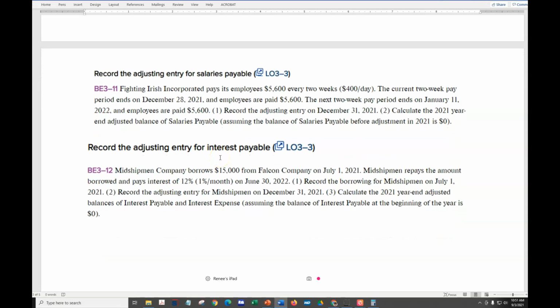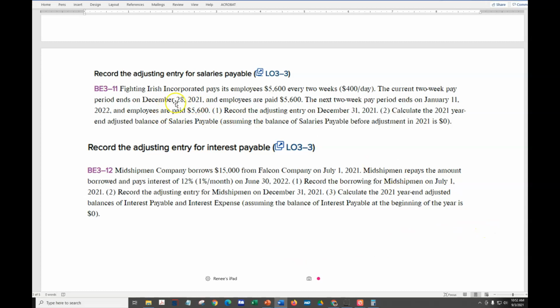So, Fighting Irish Incorporated pays its employees $5,600 every 2 weeks, or $400 a day. The current 2-week pay period ends on December 28th, and employees are paid $5,600. The next 2-week pay period ends on January 11th in the following year, 2022, and the employees are paid $5,600 at that time. We're asked to record the adjusting entry at December 31st, 2021.